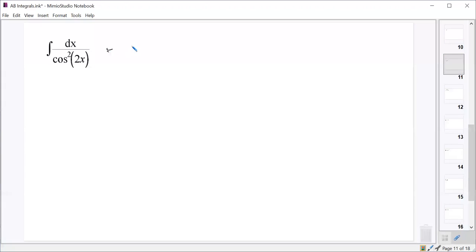So we could rewrite this as what? Secant squared 2x times dx. All right, secant squared 2x times dx, which is probably a little bit better, right? Because there is a rule for secant squared u and du, isn't there? Yes. The problem though is we have secant squared 2x. So what do we need to do to deal with that 2x?